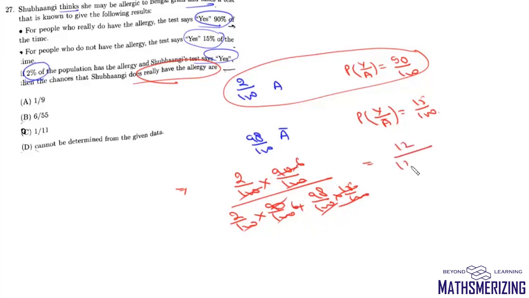So it'll be simply 12, and this is 12 plus 98. So it should be 12, and then 12 plus 98 is 110. It'll be simply 6 by 55, and that's your option number B.